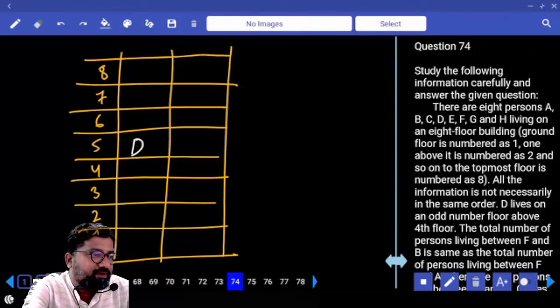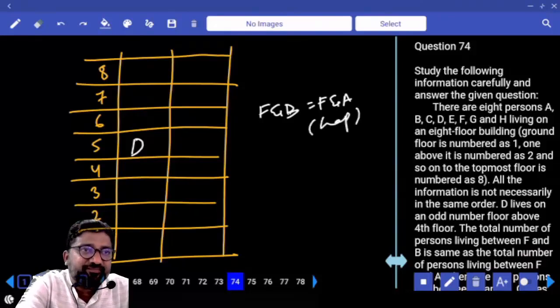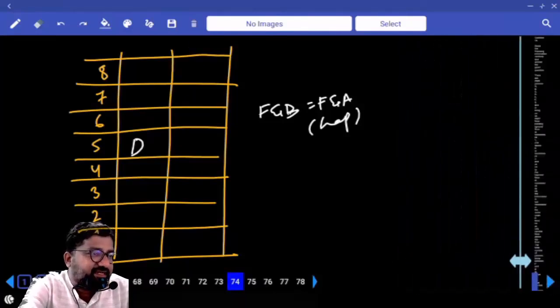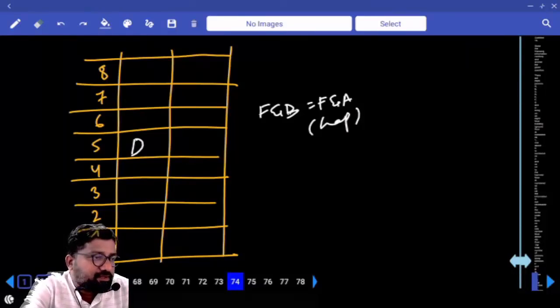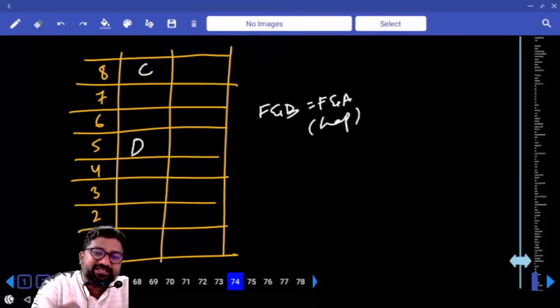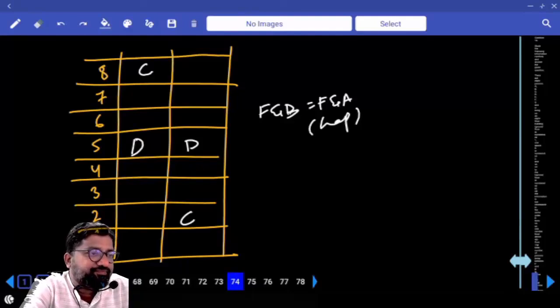Next. The total number of persons between F and B is same as the total number of persons between F and A. F and B equals F and A. The number of persons between F and B is same as the number of persons between F and A. Next line. There are 2 persons living between D and C. How many possibilities? 2 possibilities. Okay? Next.